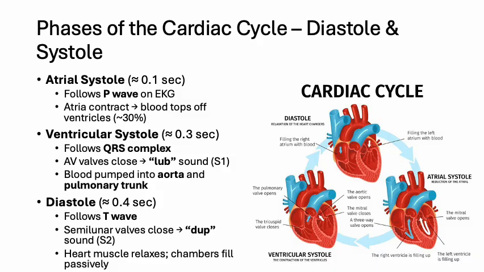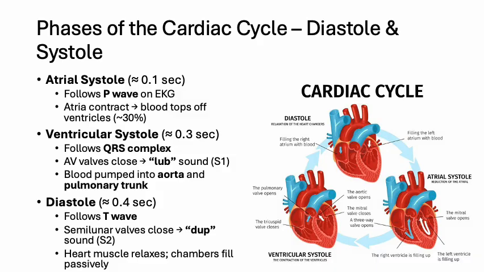Now that we understand the big picture, let's break down the three major phases of the cardiac cycle. We start with atrial systole, which occurs just after the P wave on the EKG. This is when the atria contract, pushing a final volume of blood, about 20 to 30%, into the already partially filled ventricles. It's a brief phase lasting only about 0.1 seconds.